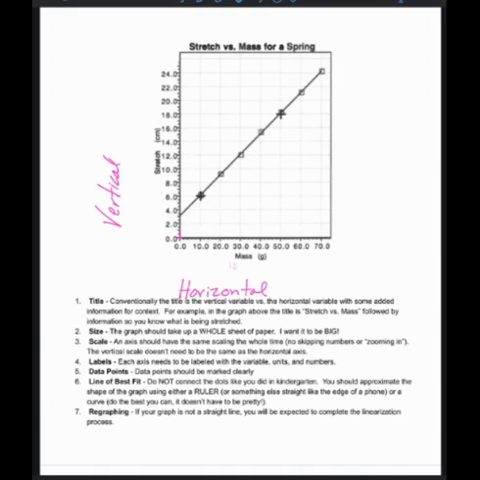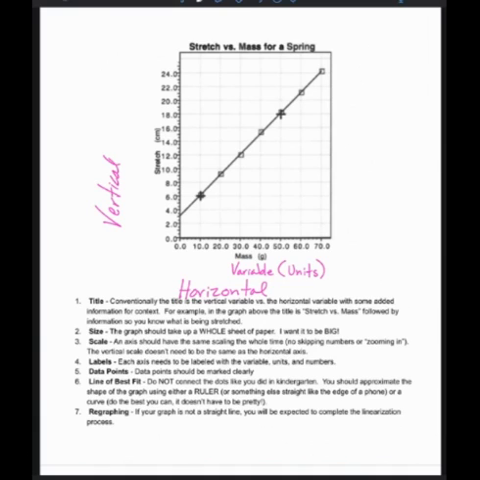The next thing here is the labels. You need to start with the variable. So the variable always goes first. And then in parentheses are units. And so that needs to go on both the X and Y axis.